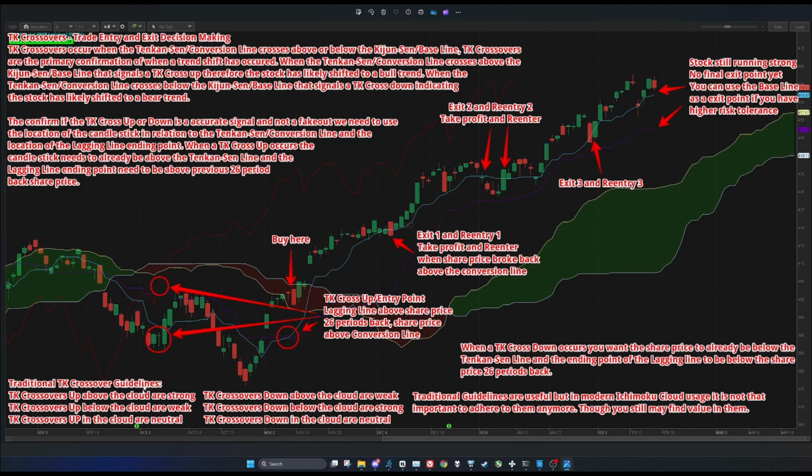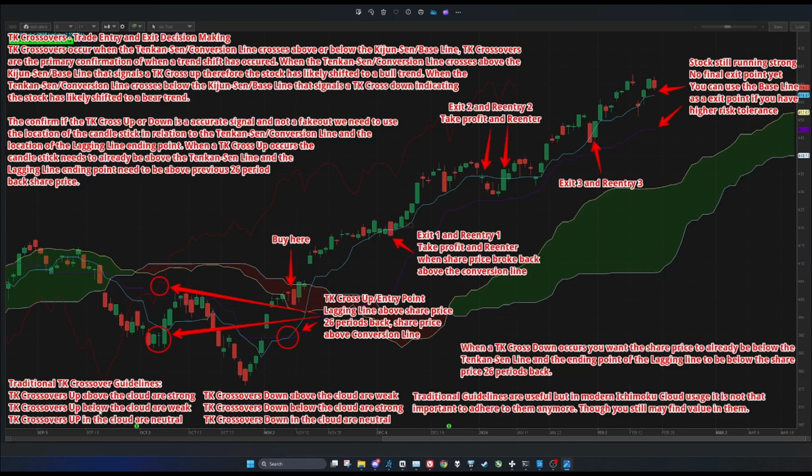So in the traditional guidelines for TK crossovers, if you have a TK crossover happen and it's above the cloud, so let's say this TK crossover to the upside happened above the cloud instead, that's going to be a strong signal. So it's going to be a strong crossover. It's a higher chance of it playing out. So by traditional guidelines, you would take the trade.